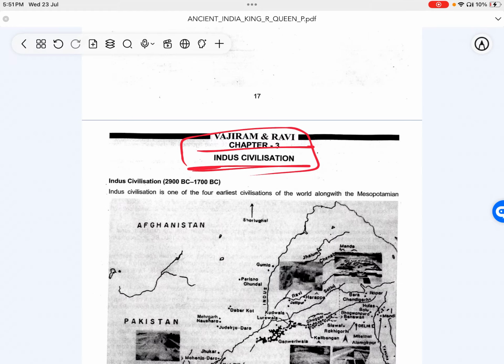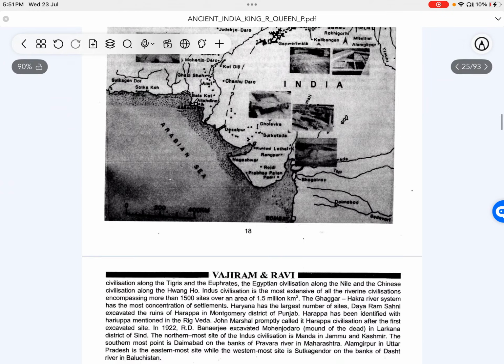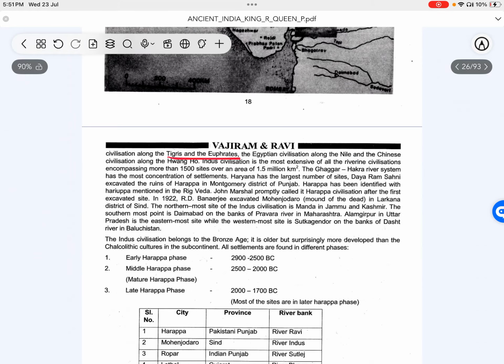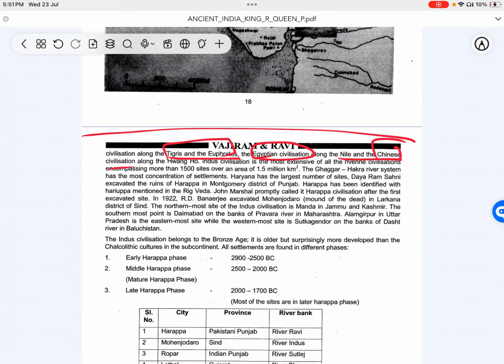Indus Valley Civilization is one of the four earliest civilizations, along with the Mesopotamian civilization of the Tigris and Euphrates, the Egyptian civilization along the Nile, and the Chinese civilization. Those are the basic things about how many civilizations existed.